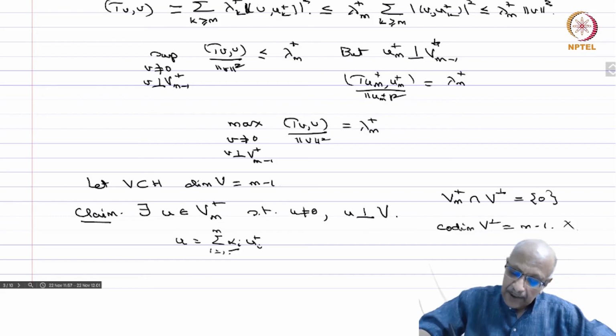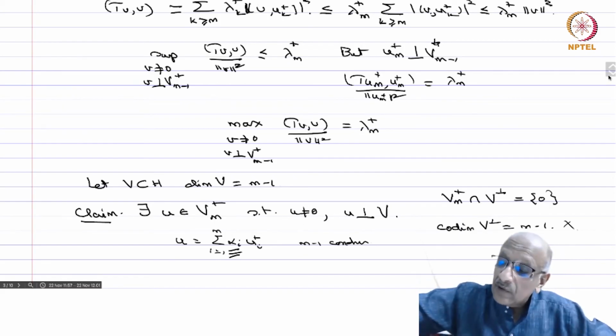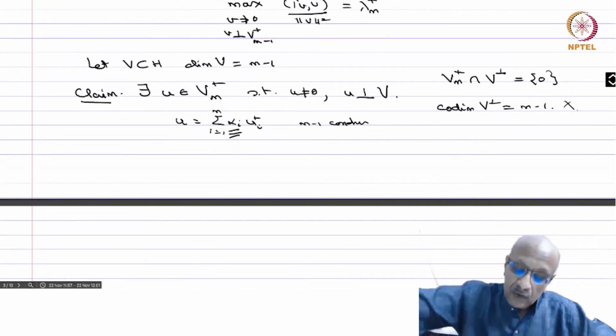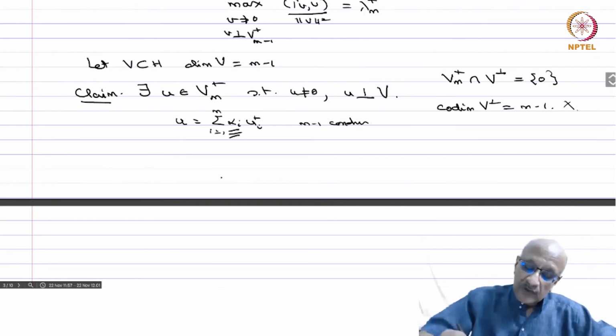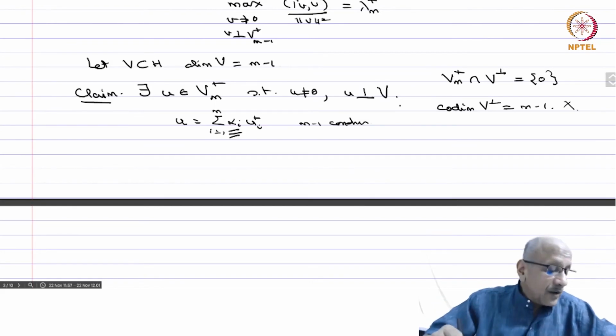So you need m constants alpha i's to be determined. Now, by saying it is orthogonal to an m minus 1 dimensional space, we are giving m minus 1 conditions, and therefore there is still one more condition free for you, and that will help you to determine the vector u. So there will be more than one vector in fact, and therefore you always have a u which is non-zero, such that u is orthogonal to v.